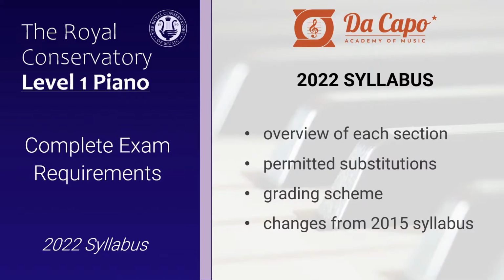In this video we're going to talk about the Royal Conservatory of Music Level 1 Practical Piano Exam. All the information here is based on the 2022 Piano Syllabus, which was released by the RCM in March of 2022. Some of the things we'll talk about here are the overview of each of the major sections of the exam, the substitutions that you're allowed to make if you choose to, the grading scheme, so how the exam is graded, and finally any changes that were made from the 2015 piano syllabus. And with that quick introduction, let's get into it.